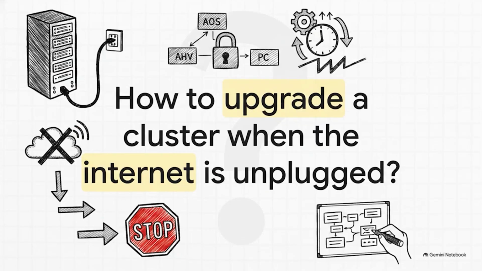So let's just jump right into the big question. How exactly do you handle lifecycle management when your environment is completely air-gapped? You already know that keeping your baseline Acropolis operating system, or AOS 7.5, your Acropolis hypervisor, AHV 11.0, and Prism Central 7.5 perfectly tuned means doing regular updates. But what happens when security mandates literally mean pulling the plug on your external network? That easy, one-click update we all love? Yeah, that's completely off the table.